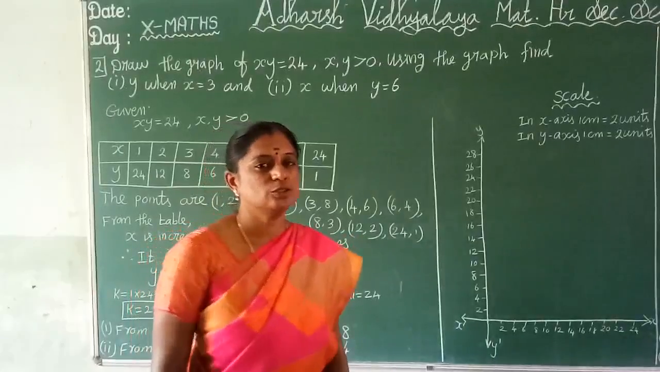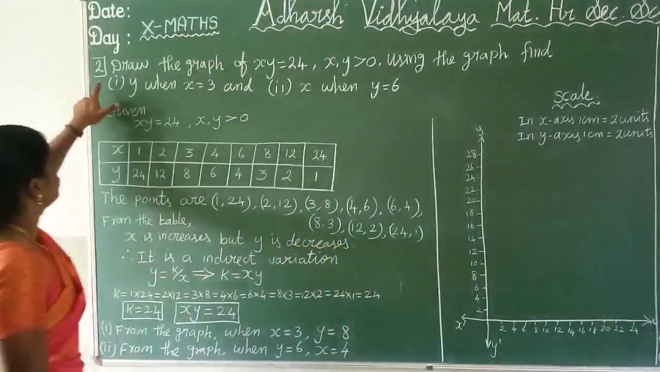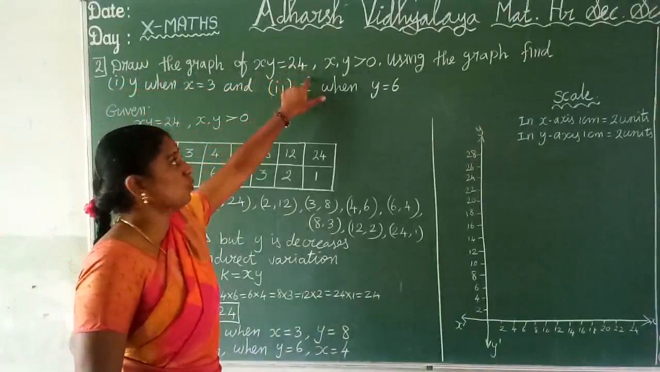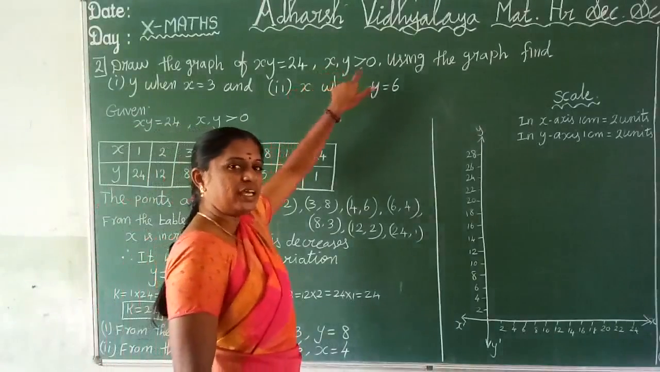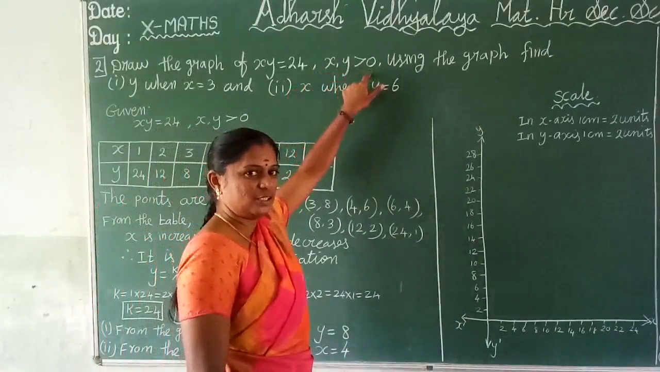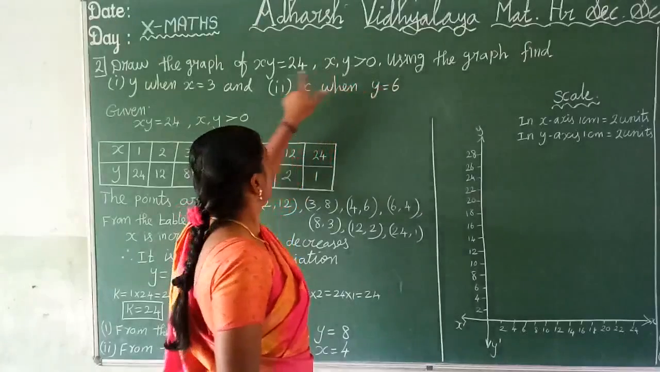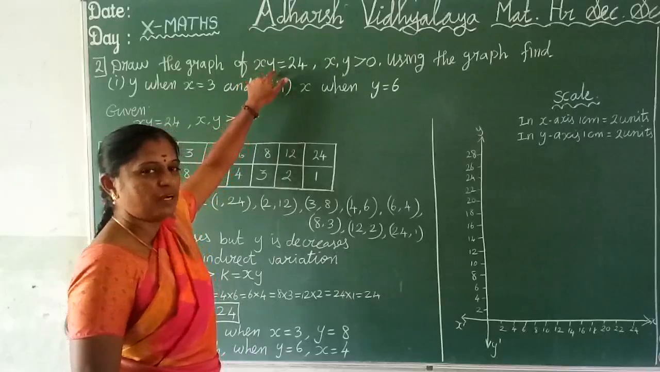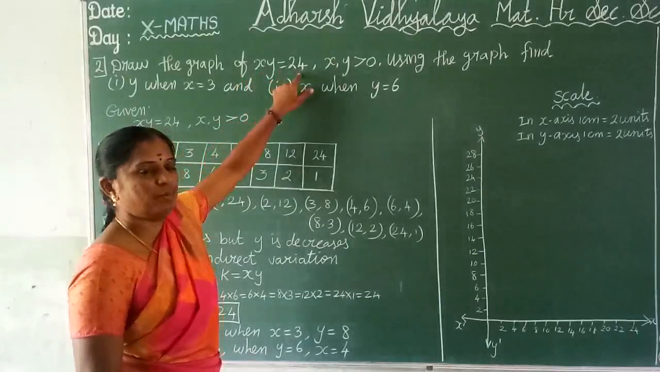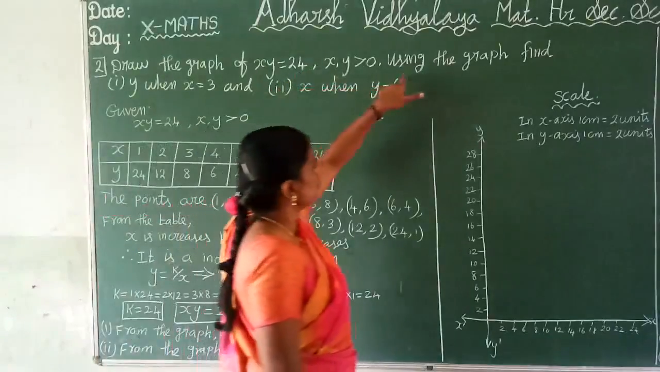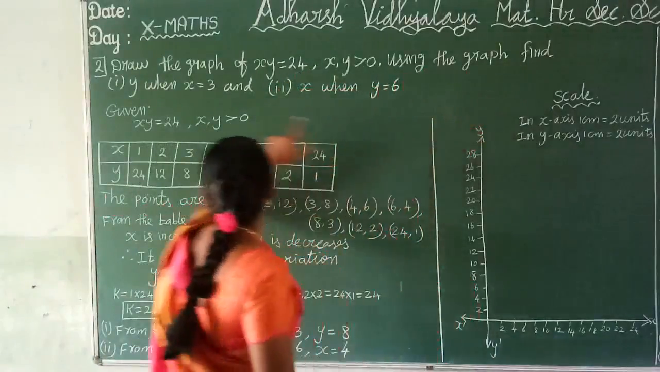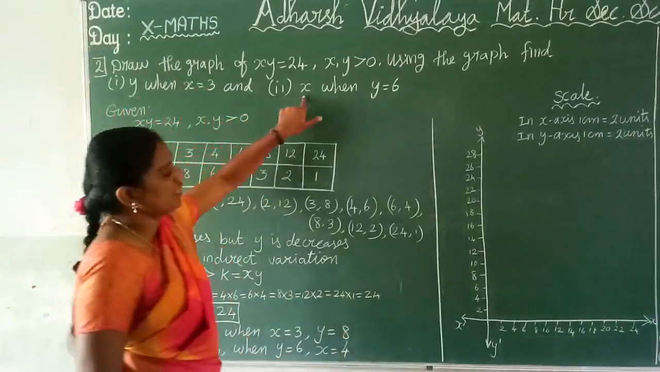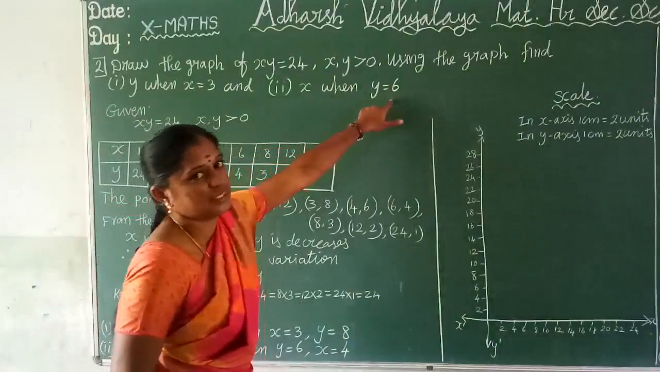Now we discuss the second sum. Question number 2. Draw the graph of xy equal to 24. Here x, y greater than 0. What is the meaning of greater than 0? Only positive. x into y, that is multiplication. x and y multiplied, we get 24. That type of number we select. Using the graph, find y when x equal to 3 and find x when y equal to 6.